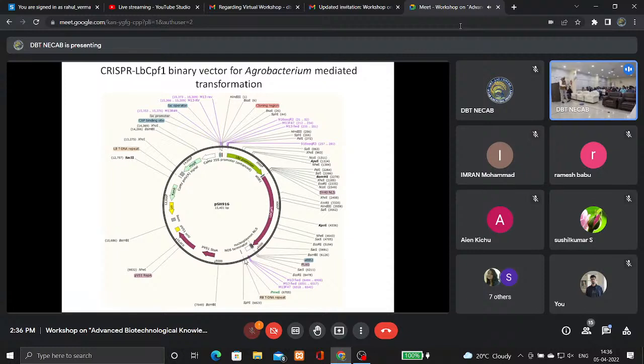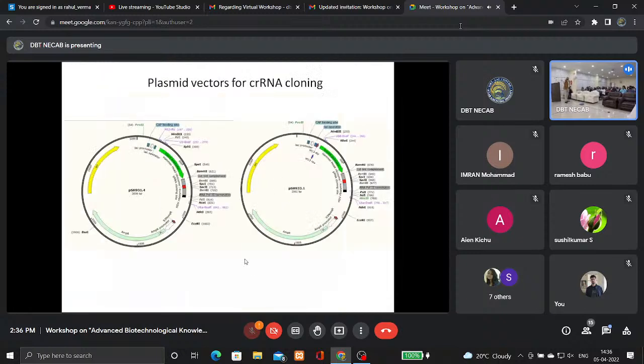Since I chose the Agrobacterium-mediated genetic transformation system, I need a binary vector. This is a binary vector which has the Cpf1 endonuclease. Earlier, if you see the sequence, there is no endonuclease gene, because as I said, you need a guide RNA, and along with that you need the endonuclease, Cas9 or Cpf1, which is going to cleave, which is going to break the DNA. So that has to be cloned along with your guide RNA.